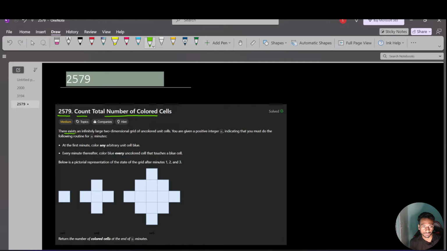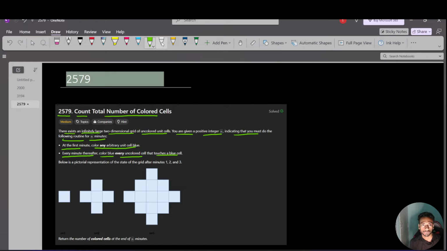2579, Total Number of Colored Cells. There exists an infinitely large two-dimensional grid of uncolored unit cells, initially all uncolored, and you are given a positive integer n, indicating that you must do the following routine for n minutes. At the first minute, color any arbitrary unit cell blue. Every minute thereafter, color blue every uncolored cell that touches a blue cell.